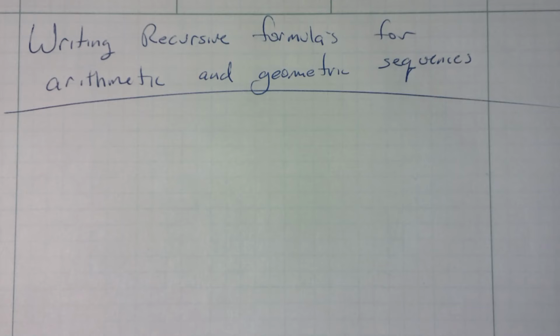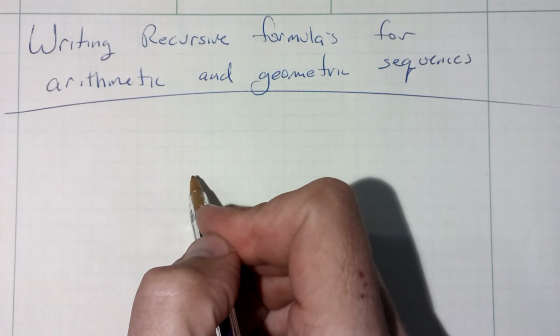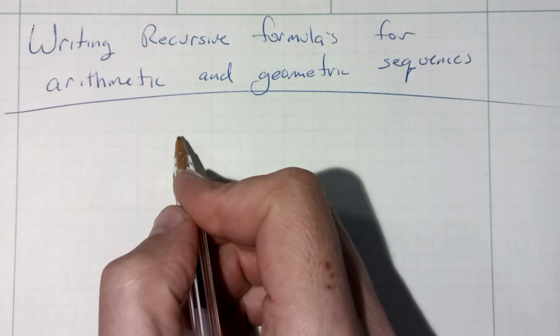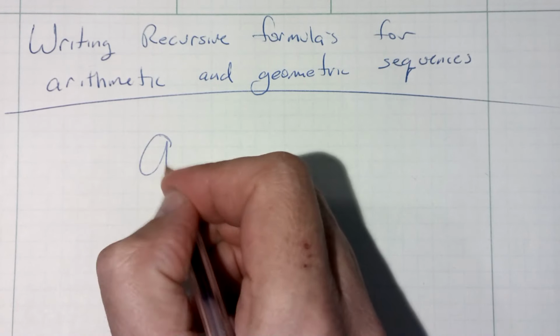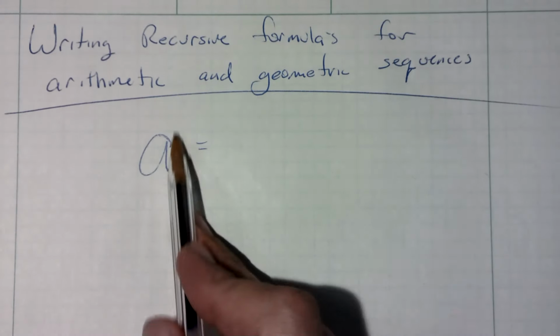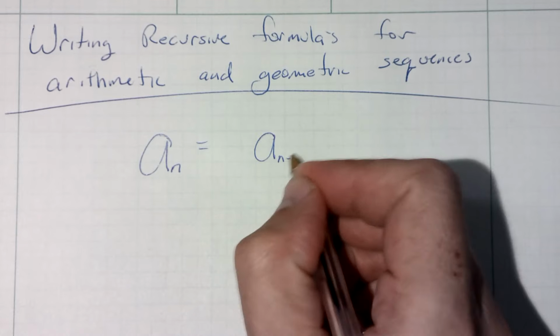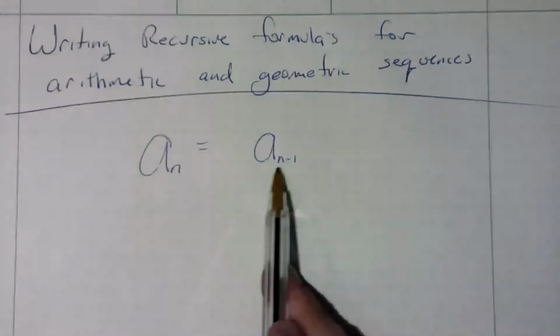Today, we're going to learn how to write a recursive formula for either an arithmetic or a geometric sequence. And neither are very difficult as long as you realize there's basically three things that are always exactly the same. You should have an a_n, which is basically your y equals. This is your term number. You're going to have an a_n minus 1. That is the previous term.